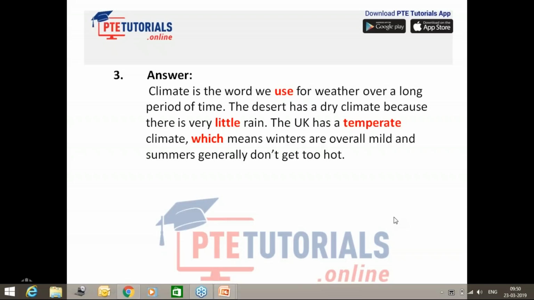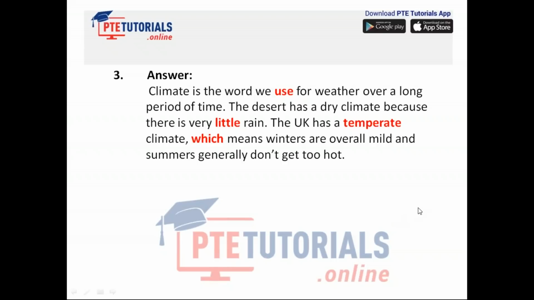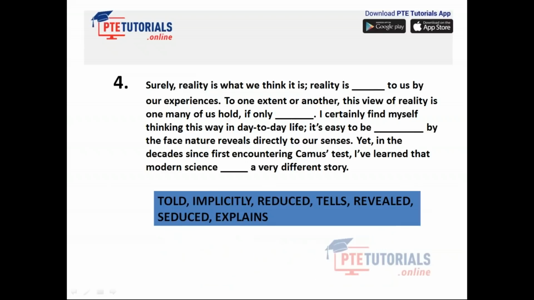The UK has a temperate climate. It's not a dry climate, which means I cannot write that here because of the presence of that comma there. That means no. And here, if I remove the subordinate clause, still the meaning will be the same, which means winters are overall mild and summers generally don't get too hot. Next question. This is a real exam question.